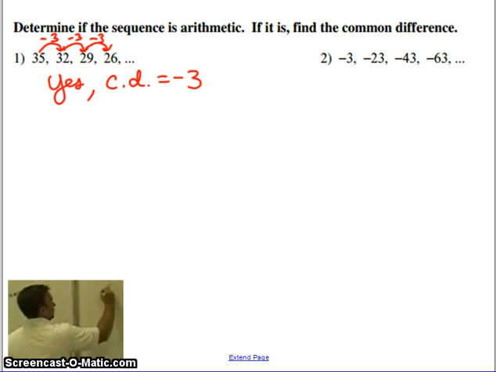All right, let's look at our next example. The difference between negative 3 and negative 23 is negative 20. And then we have negative 20 here and negative 20 here. So is it arithmetic? Yes. And the common difference was negative 20 or minus 20.